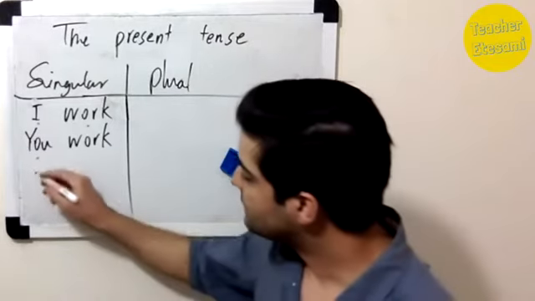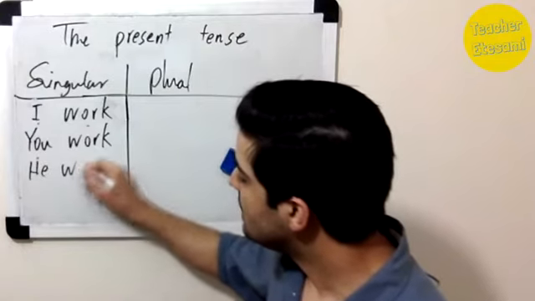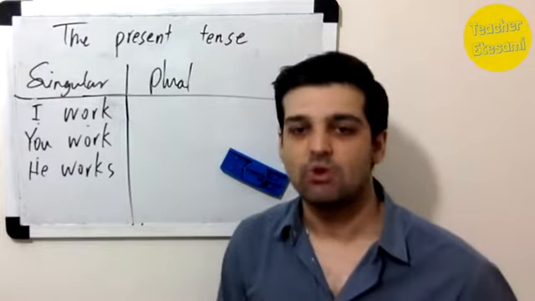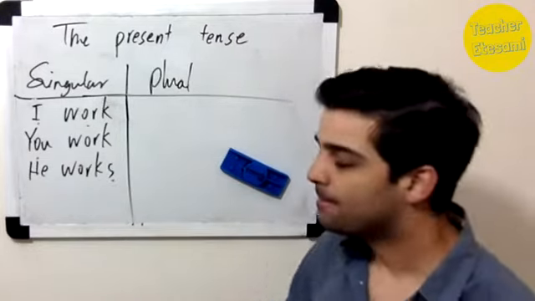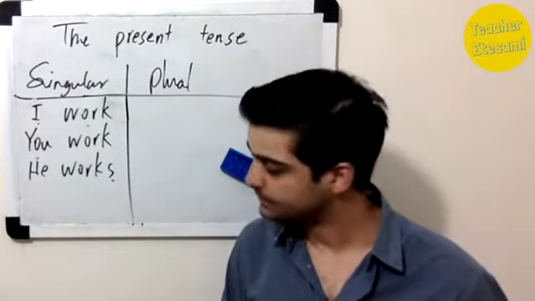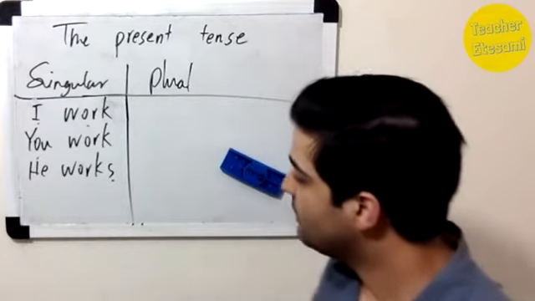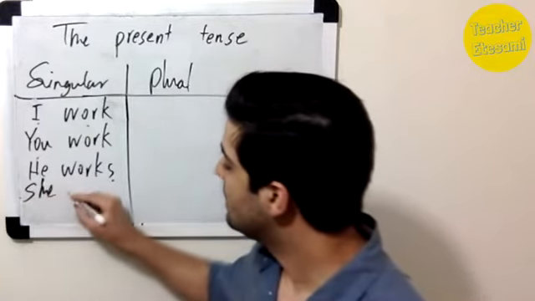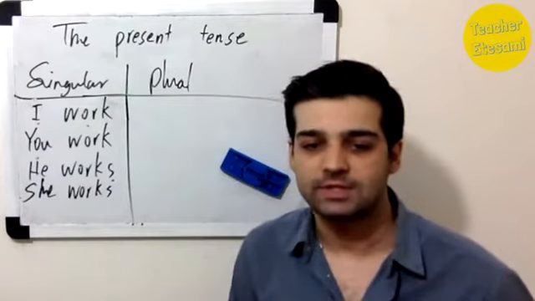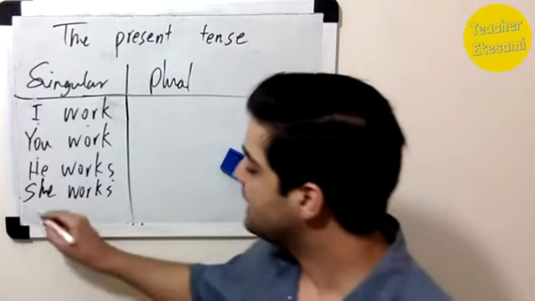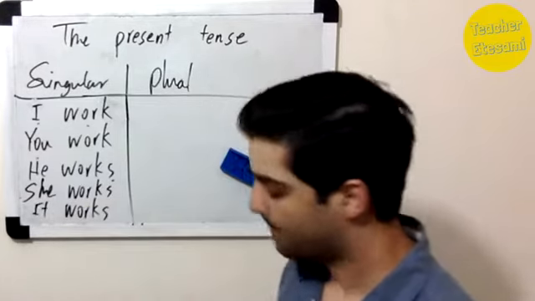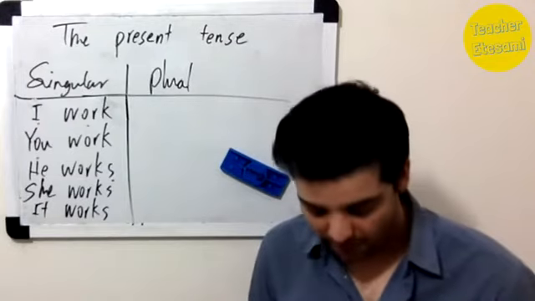For a man, you have to say he. He works. You have to use s at the end of this word in the present tense. For a woman, she. She works. And for a thing, it works.